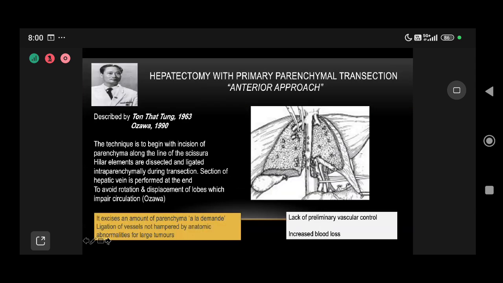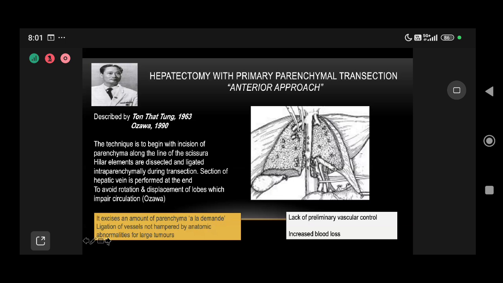So, anterior approach is something which was described actually quite long back by a Vietnamese surgeon, but this was popularized by the Japanese surgeon called Ozawa in 1990. The idea is to begin the transection along the line of the scissura, that is the Cantlie's line. The hilar elements are dissected and ligated intraparenchymally during transection, and the hepatic vein is taken at the end.